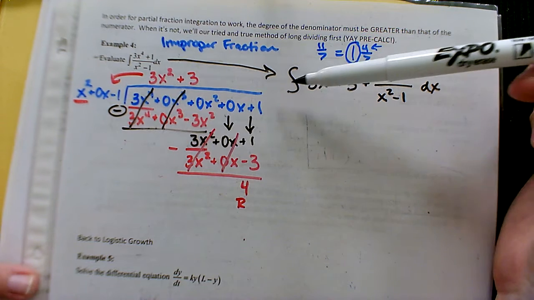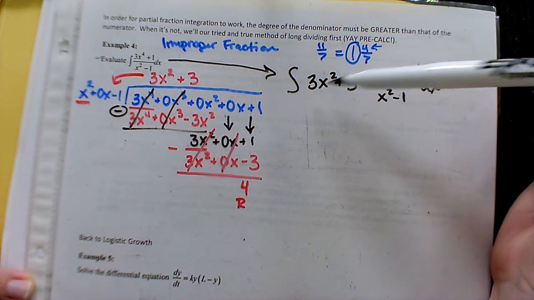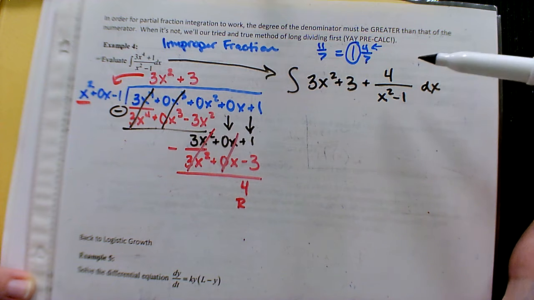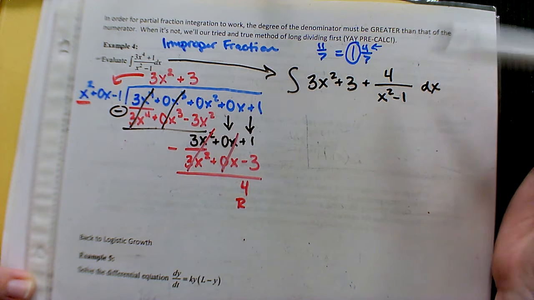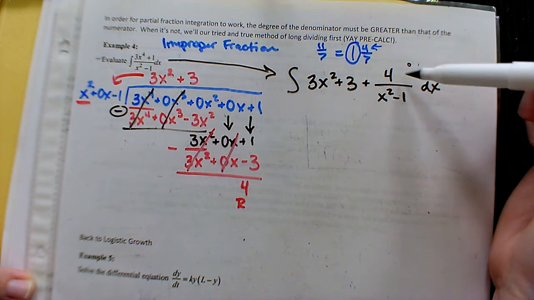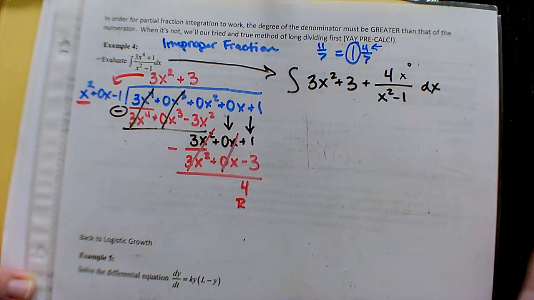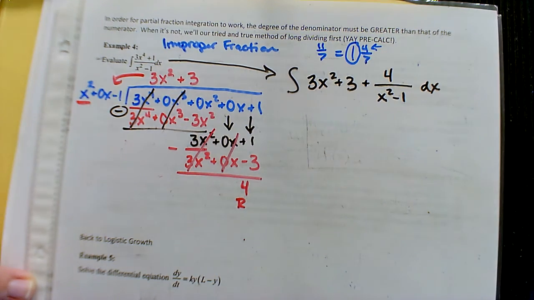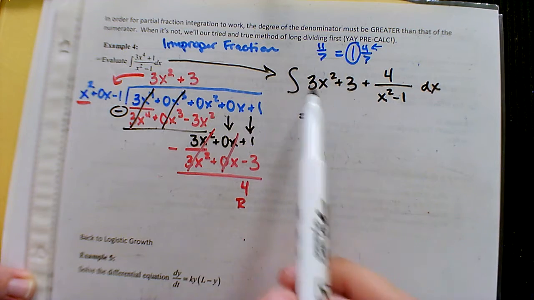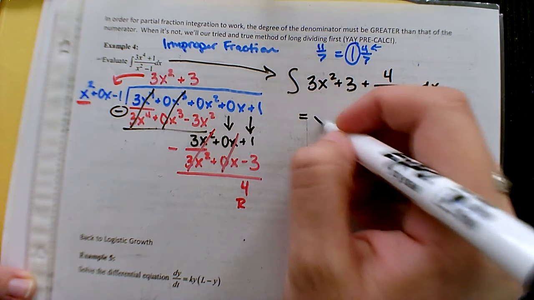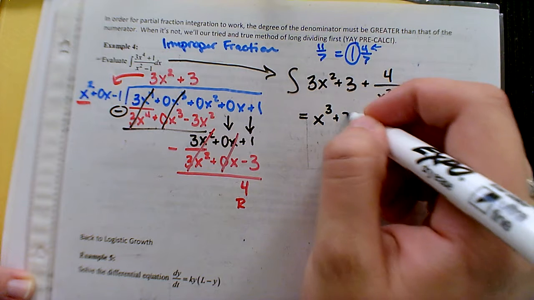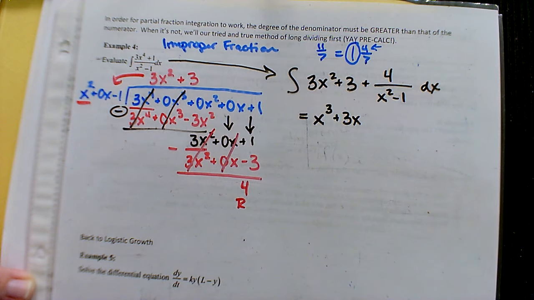So now if you take a look at your integral, we could easily work backwards from the first two terms. And when we look at the third term, the fraction, it's no longer improper. The degree of the top is 0, because you technically have an x to the 0, and the degree of the denominator is 2. Okay, so it's no longer improper. Let's go ahead and work backwards. If we have a 3x squared, we started with an x cubed. If we have a 3, we started with a 3x.